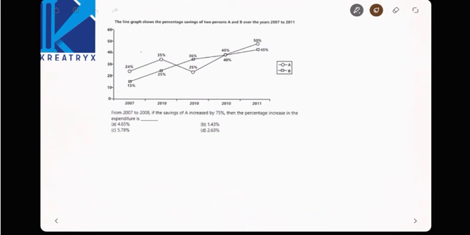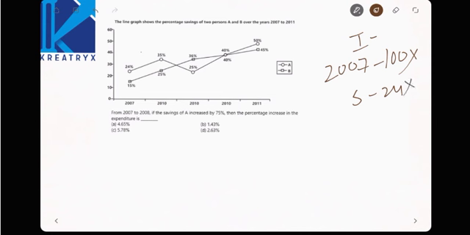Okay. Now from 2007 to 2008, if the savings of A increased by 75%, then the percentage increase in expenditure is. Now let us consider income of A in 2007 is 100x. Savings in 2007, income is 100x. What is the savings of A? Is it 24? Now 24x is the savings.